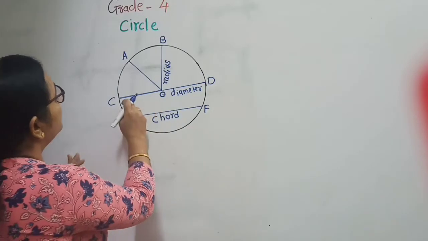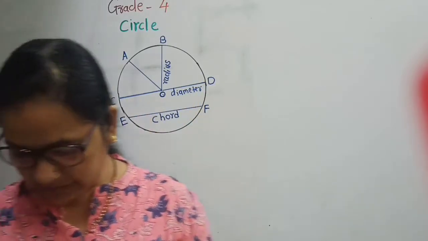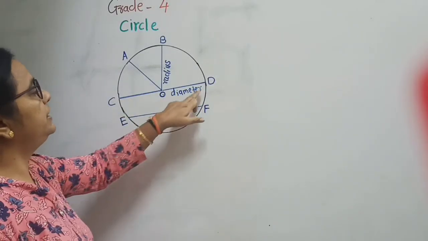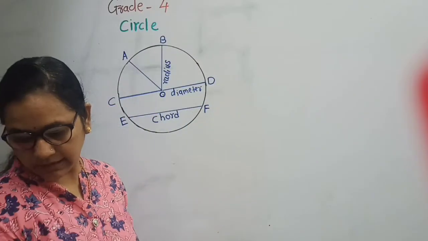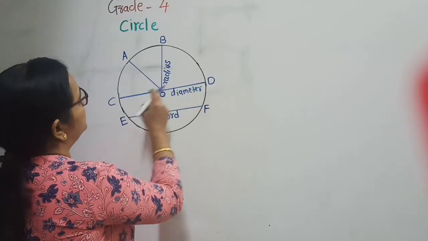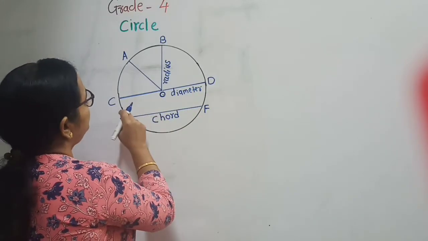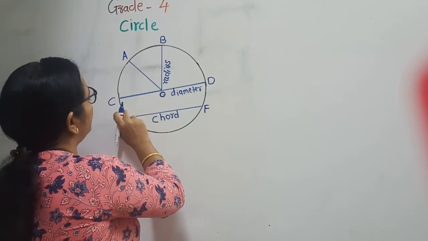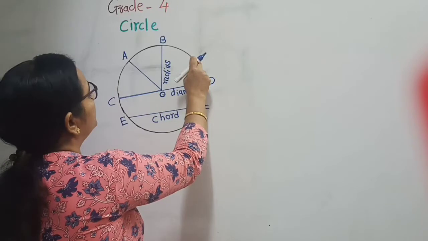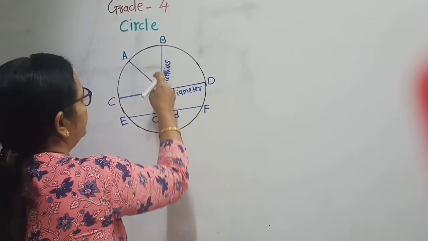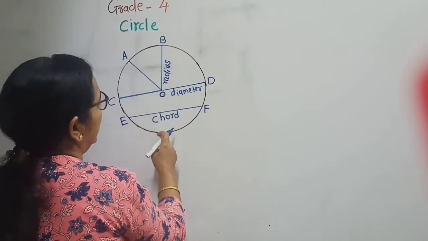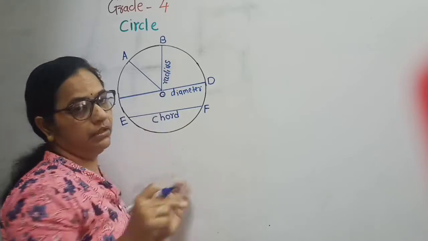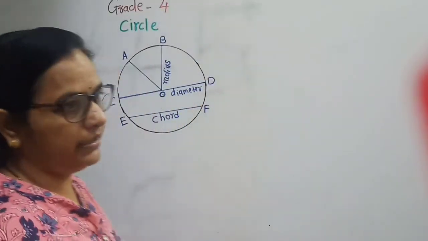Now, this diameter is the largest chord of a circle. Children, this diameter is the largest chord of a circle. A circle can have many chords. You can make one chord from here to here, here to here, or a diameter also. If we make OB and then straight down, this is also a diameter, or we can call it a chord.